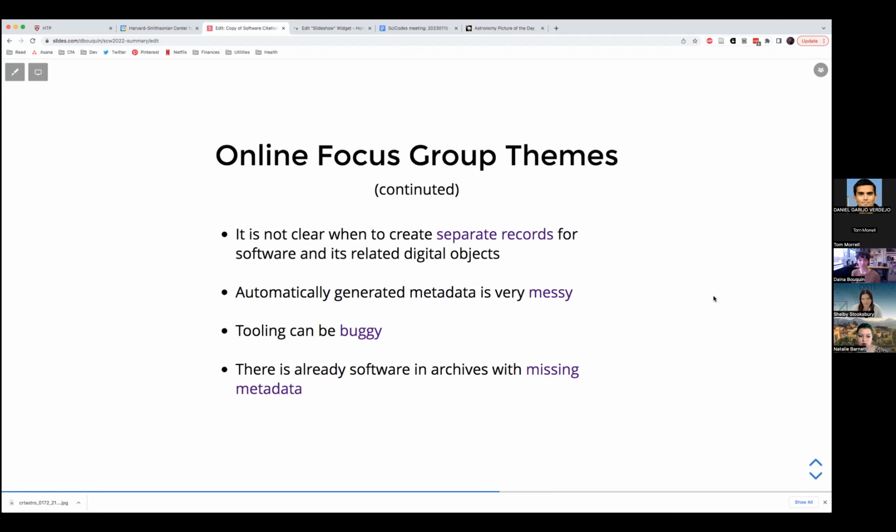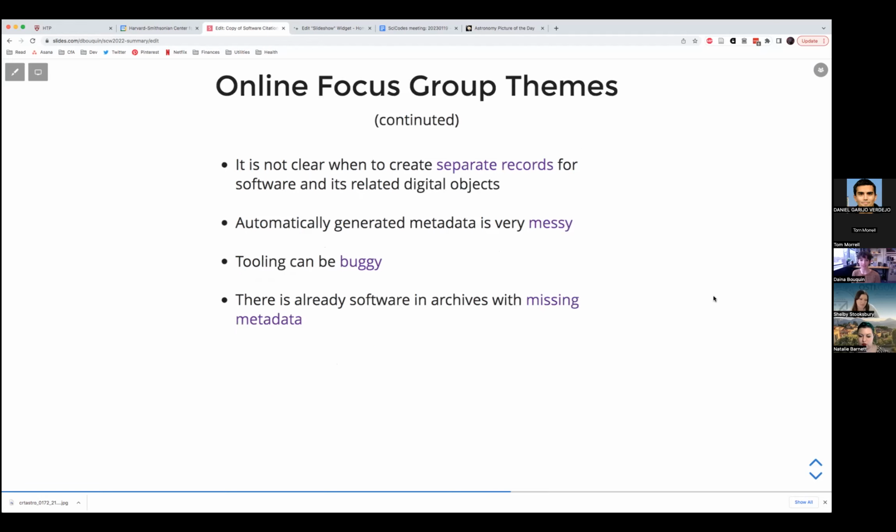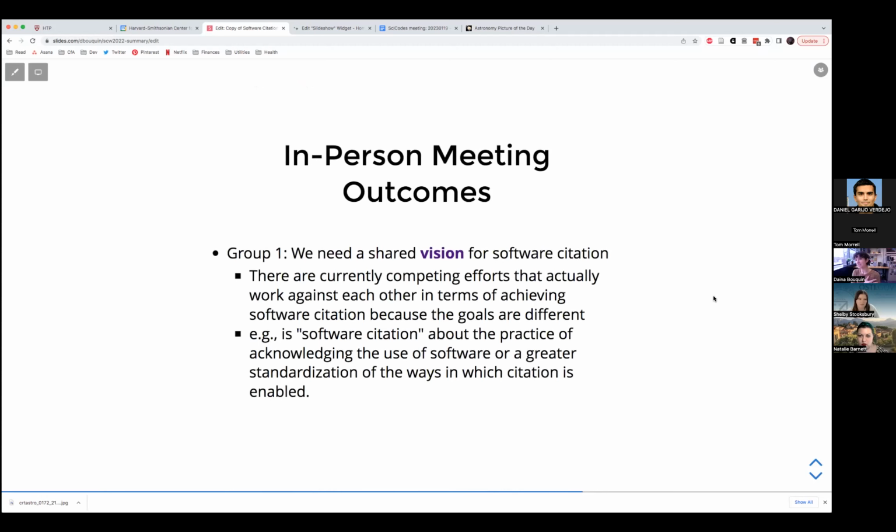And we also talked a lot about the fact that there's already software in archives and repositories with a lot of missing metadata. So it's not clear what to do about that software and how to cite it. We had these in-depth conversations online, and we brought these themes to this in-person meeting, where we broke this already relatively small group of 12 people into more groups, so that they could spend time brainstorming about these issues and themes and come up with general things that we could do or that should be focused on, so that we can get beyond these challenges.